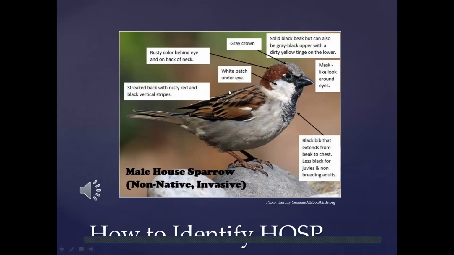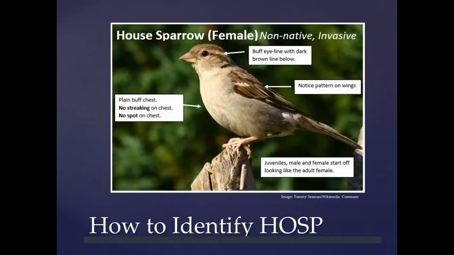So when I'm looking at one from a distance, what really stands out to me as a birder is this black bib here on the males, and then this chestnut colored back. Now, there are other species that look a little similar to this, so it's important to pay attention to the next few slides to see those comparisons.